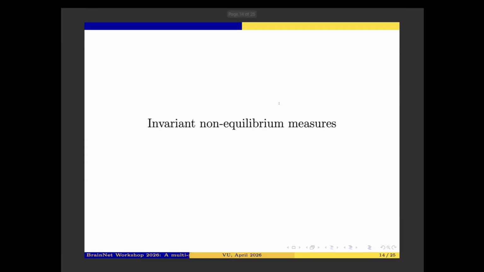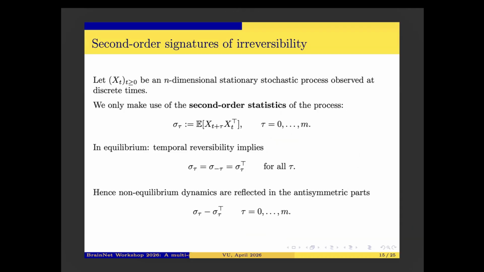So the question that I asked here is, how can we find invariant non-equilibrium measures? I want to have all of them. I don't want to have one. I want all of them. Really. So now, mathematically, let's see what this means.